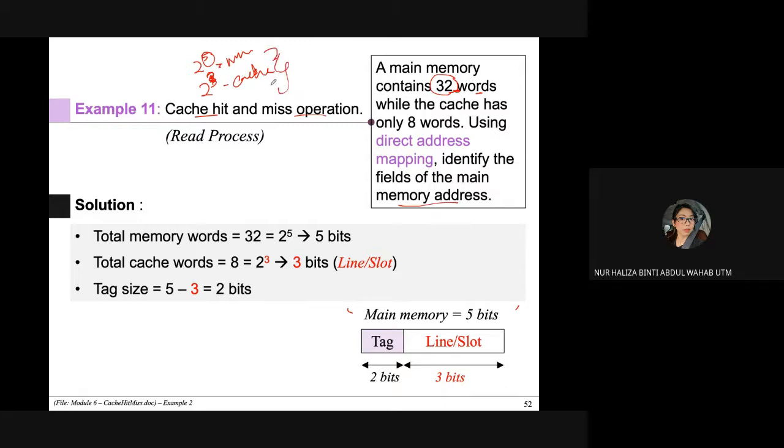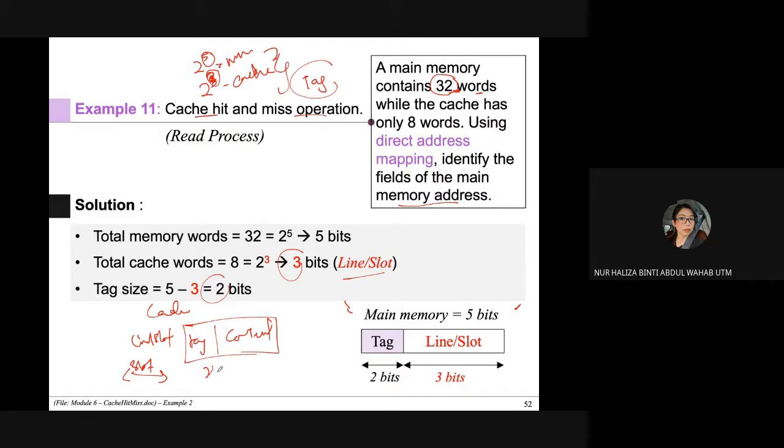I don't think that I'm going to repeat one by one because semua example tadi kita play around with this. We want to find the tag size. This one we already know the line size. Line size is 3 bits and of course the tag size will be 2 bits. So we get the format for the main memory. Same goes to the cache. We can have it also 3 bits for the line or slot and tag and content. We have over here 2 bits.